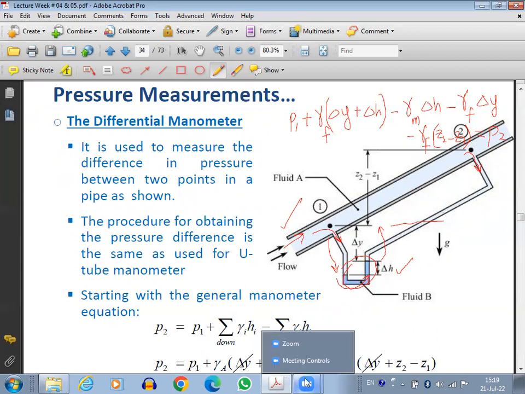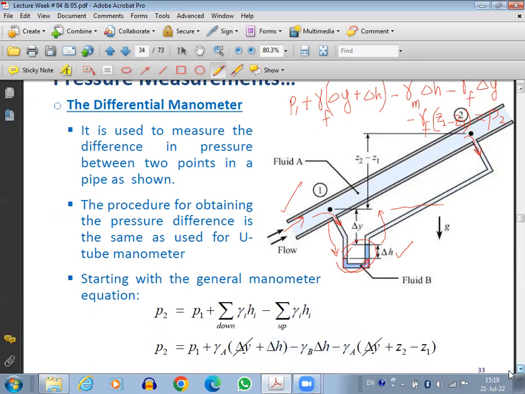Is this equation clear? Generation of the equation: we are just following a simple law that we start from one point, and mostly the point should be the one for which we know the pressure. We start from one point, and if we move down, then it's plus gamma H. If we move up, then it is minus gamma H. That's it.